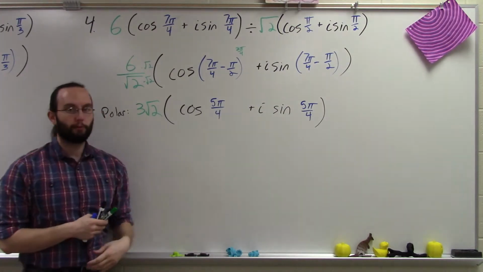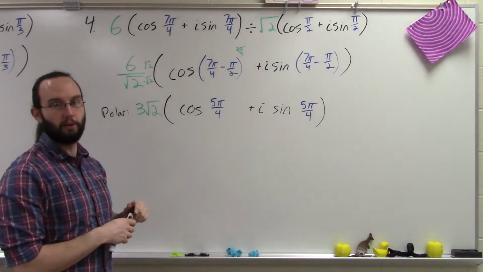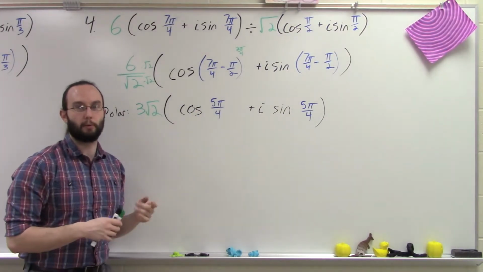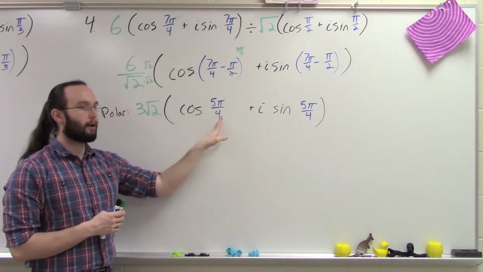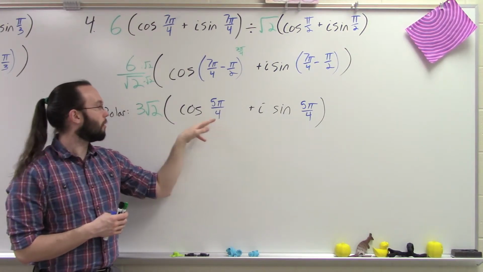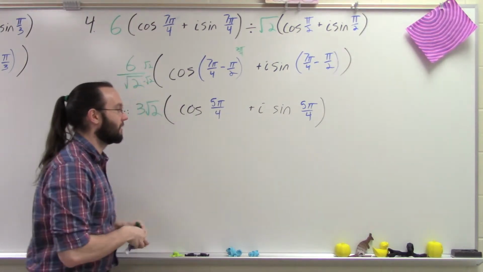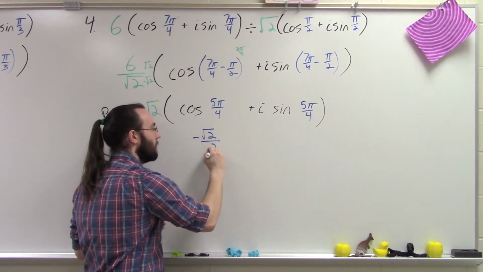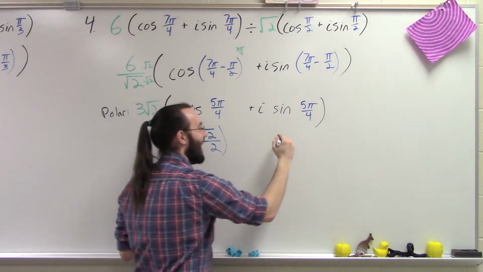5 pi over 4, that is an angle on your unit circle. 4 pi over 4, that's the same as 180 degrees, so we're going 45 more. So we're talking about the third quadrant here, where both cosine and sine are negative. So we're going to have a negative root 2 over 2 for both cosine and sine.